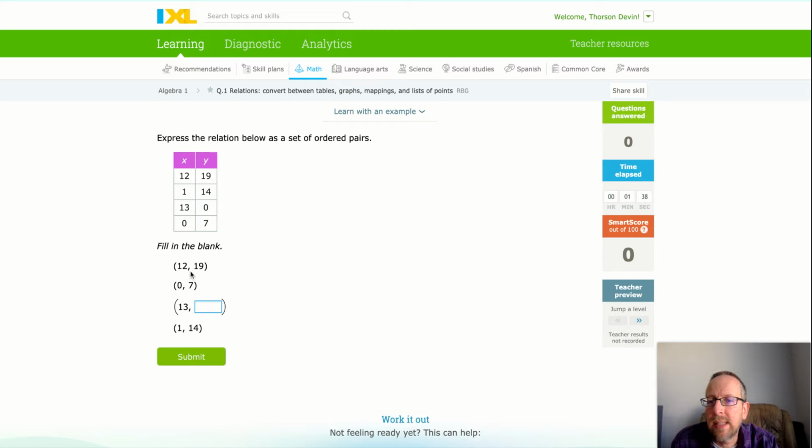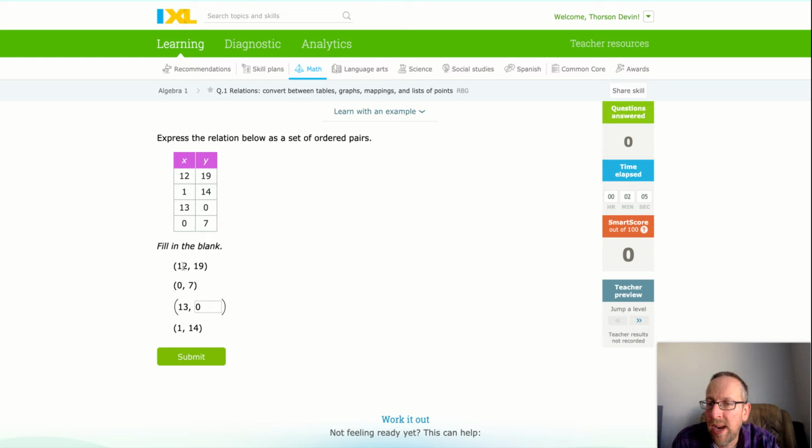It could be written as a set of ordered pairs. It's the same relationship. It just says that 12 is paired with 19. This says 12 is paired with 19. 1 is paired with 14. Down here we have 1 is paired with 14. 13 is paired with 0. 13 is paired with, oh, it wants this to be a 0. So in other words, it's just saying, okay, we could represent this relationship between numbers as either a table or a set of ordered pairs.